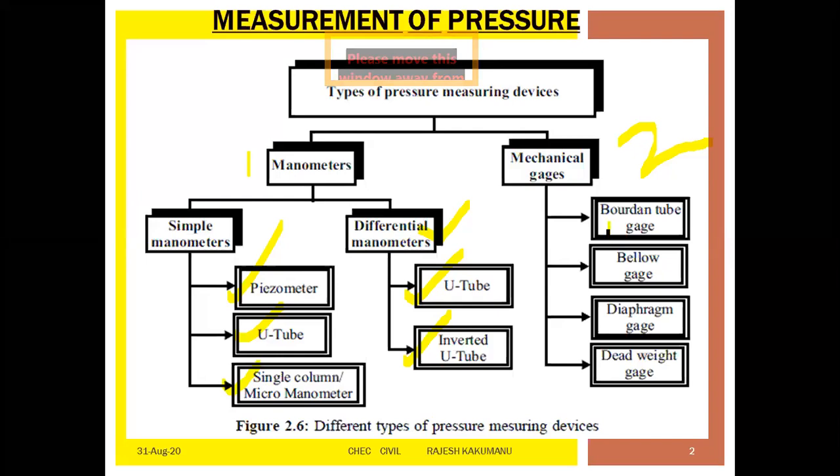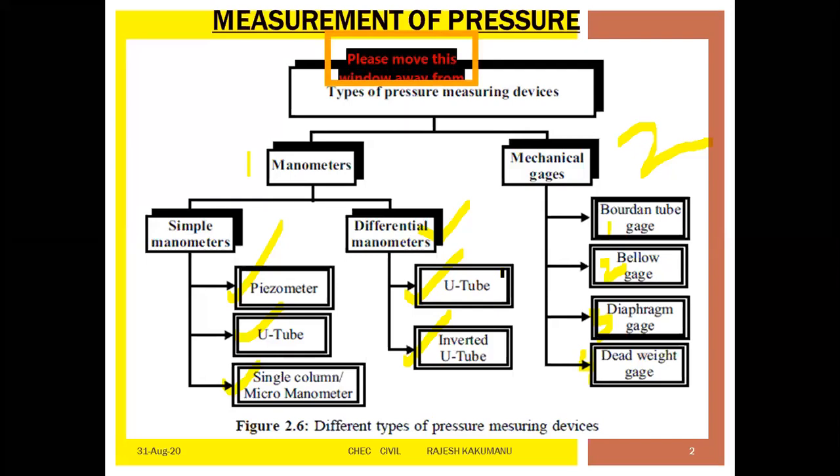The first one is Bourdon tube gauges. The second one is bellows gauges. The third one is diaphragm gauges. The fourth one is dead weight gauges. These are various mechanical pressure gauging devices used for measuring the pressure.